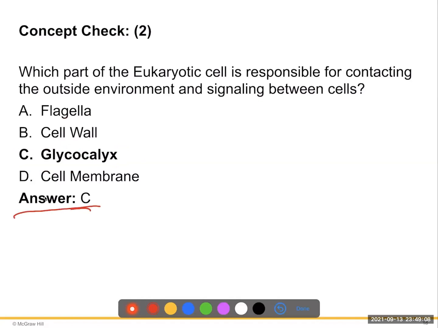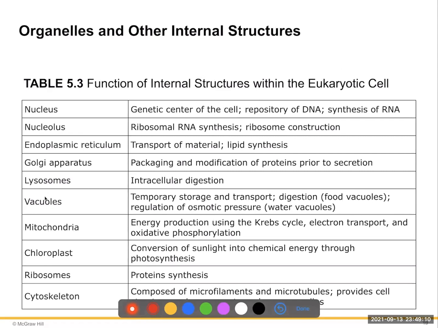Okay. This is a summary of what we just went over. Nucleus, genetic center of the cell. Nucleolus, this is with your rRNA. The dark spot in your nucleus is your ribosomal RNA. This is where we make ribosomes. Endoplasmic reticulum transports material, lipid synthesis in the smooth endoplasmic reticulum, and rough endoplasmic reticulum is protein synthesis. Golgi apparatus modifies the proteins that are made in the endoplasmic reticulum.